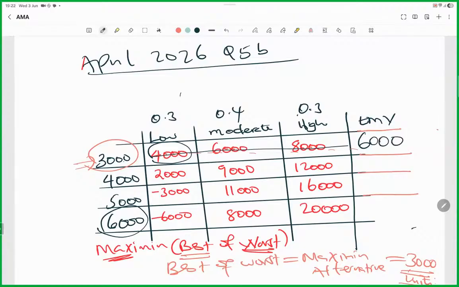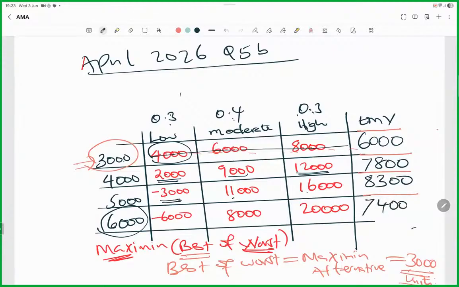How about EMV for 4,000? Pick this times its corresponding probability, plus 9,000 times 0.4 plus 12,000 times 0.3. Give me an answer. 7,800. This one, it will be minus 3,000 times 0.3 plus 11,000 times 0.4 plus 16,000 times 0.3, which will give me what figure? 8,300. Then lastly, we have minus 6,000 times 0.3 plus 8,000 times 0.4 plus 20,000 times 0.3, which will give me what figure?